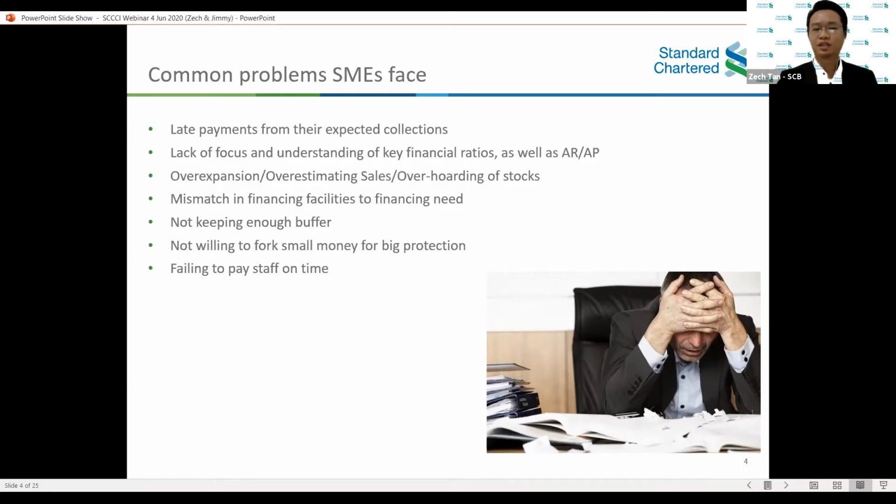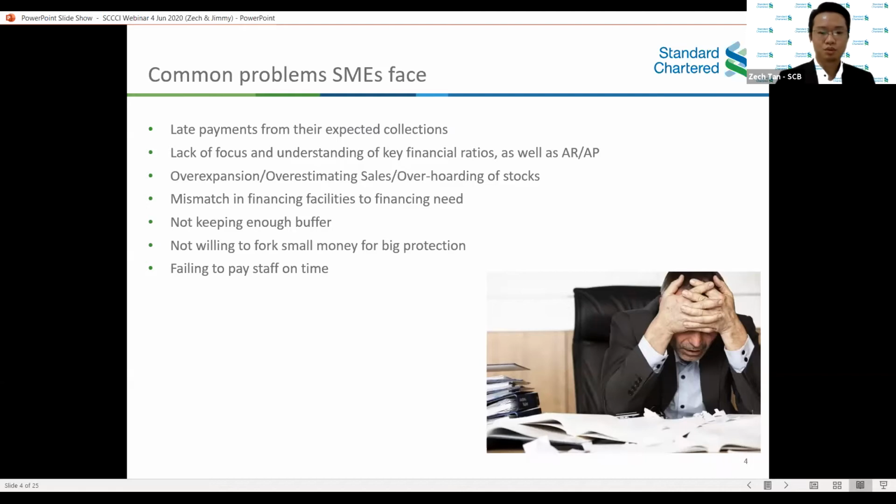Mismatch on financial facilities. Again, this is from a banker's perspective. Sometimes customers will tell me, hey, sorry, I'm Teochew, so I'll say Teochew sometimes. But then I have money coming in and I have money going out. I think there's flow. But then sometimes we need a buffer, right? You need a buffer to take care of the unexpected bumps in the road, like late payments. So don't plan it too tightly.